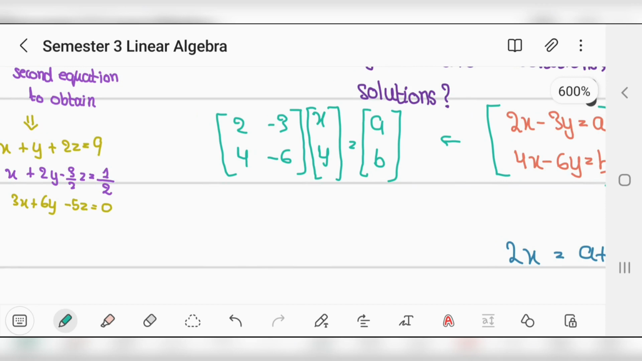I'm going to play with this one and put in the operations. I'm going to use the first operation, which is to add a constant times one equation to another equation, right? So I'm going to do that. I'm going to write it down like this. This symbol says that the operation has already taken place. This equation is R1, this equation is R2. So R2 plus R1 multiplied by minus 2.